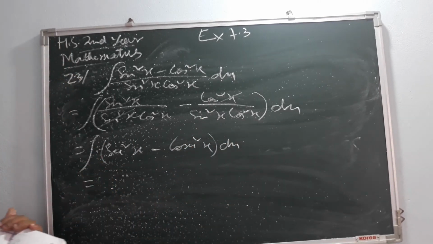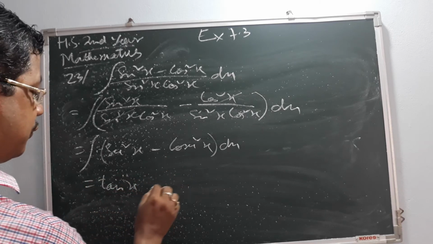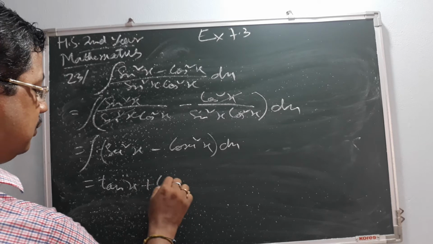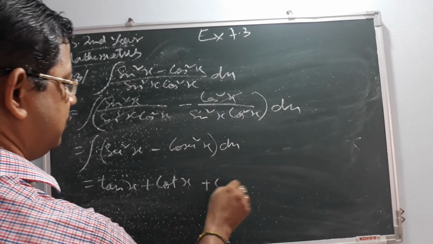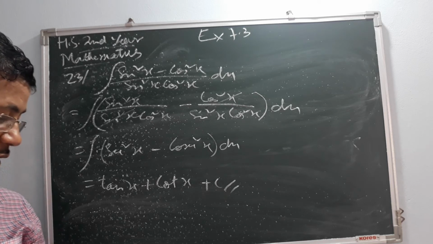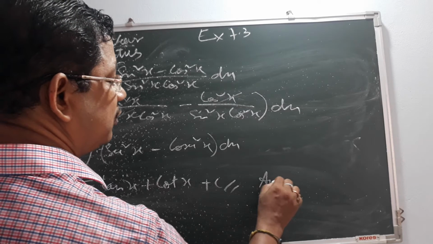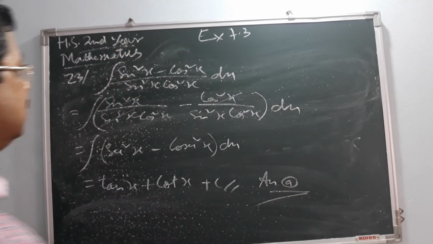Then integration of sec square x is tan x. Integration of cosec square x is minus cot x, so minus minus plus cot x plus c. So this is our question number 23, this is our sum. Here options are given. Which option is correct? So we can write here the answer is A in this sum.